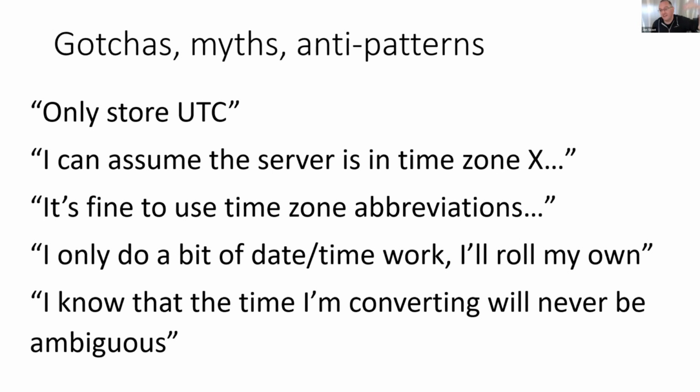If you're presenting something to the user, and you know which time zone they're in, it's fine to do that conversion on the back end and send the front end a pre-rendered thing, or do it on the front end. I'm not a web developer, but both of those seem fine to me.